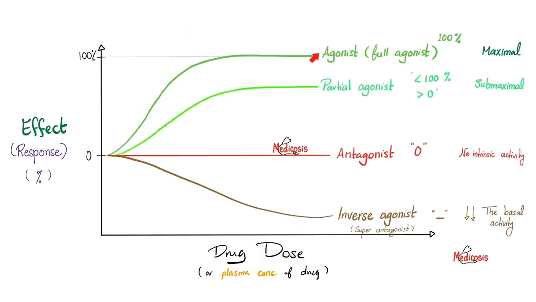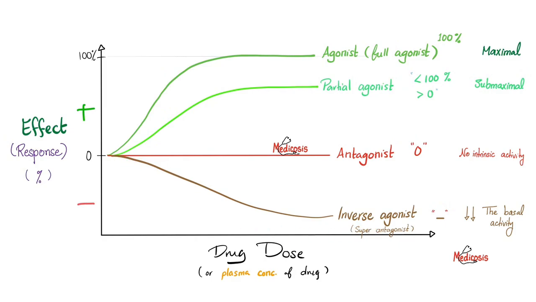So here's the full agonist. Will give you 100% of the desired effect. Partial agonist, let's say 50%, something between 0 and 100. What's an antagonist? Do not say a negative number. No, antagonist will give you 0. It means no effect. If you want something that causes the negative or the opposite effect, it's called inverse agonist or super antagonist.